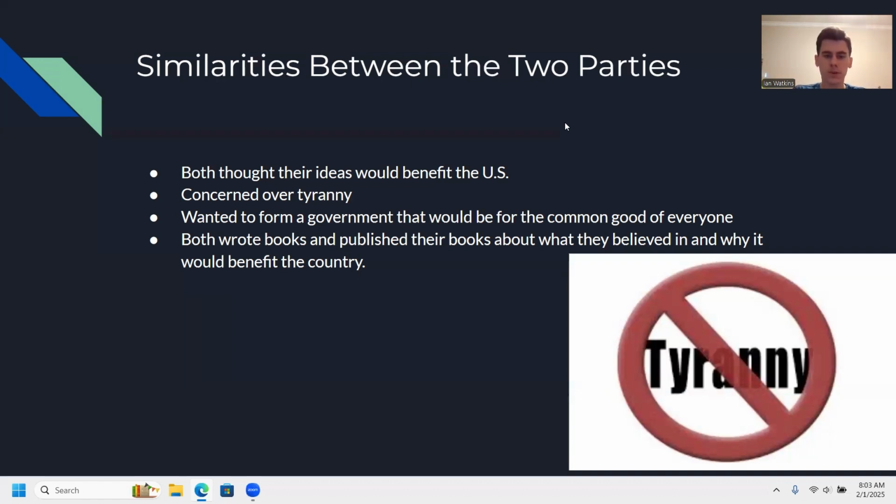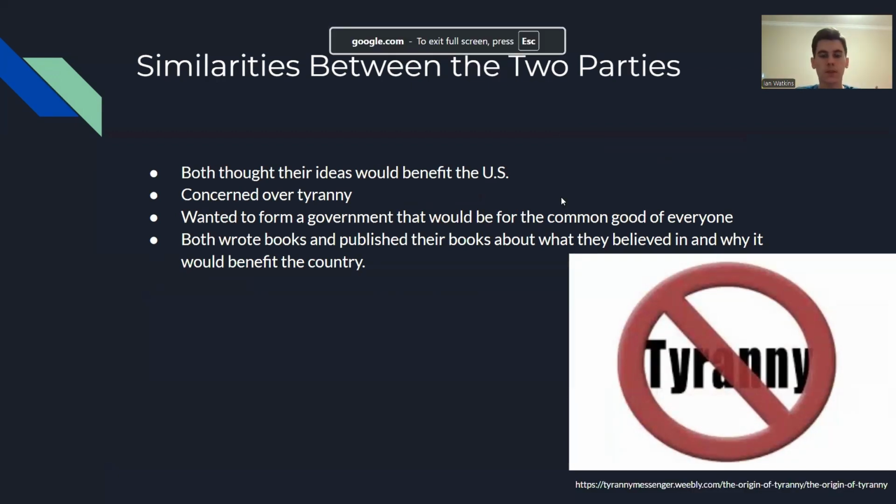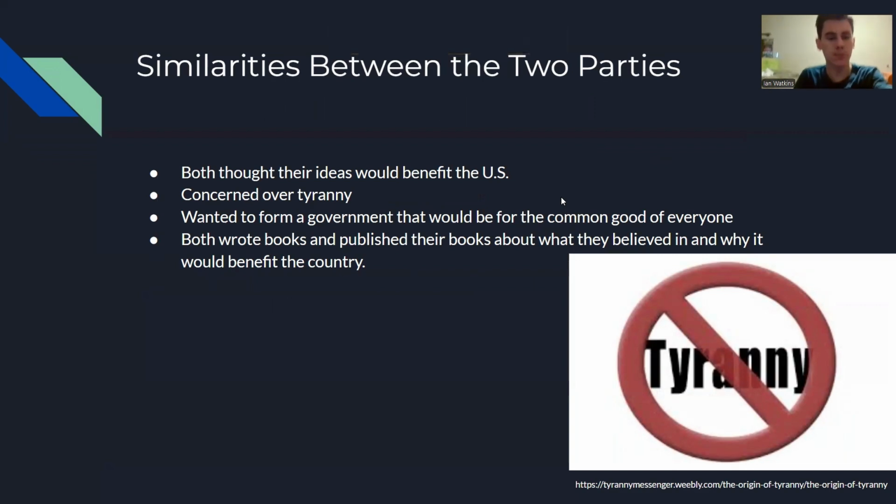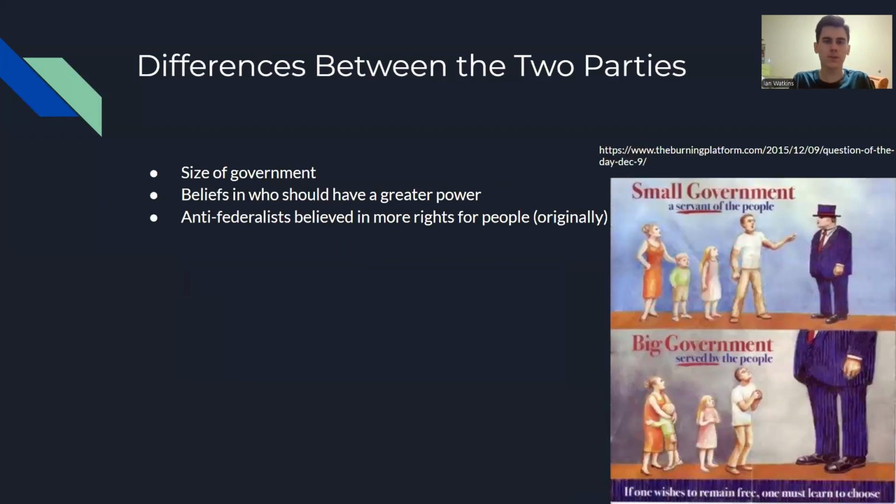And they both wrote books and published their books. So you had the Federalists writing the Federalist Papers, and the Anti-Federalists wrote the Observations on the New Constitution and on the state and federal governments. Now, that was written by Mercy Warren. So they both had written books about why they believed in what they believed and how it would benefit the country.